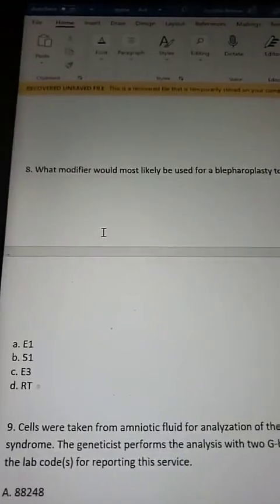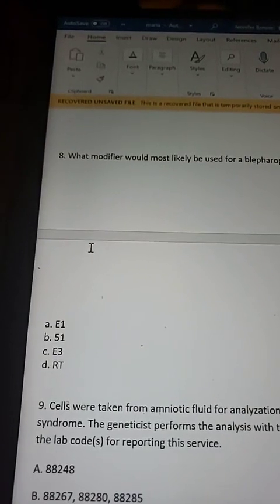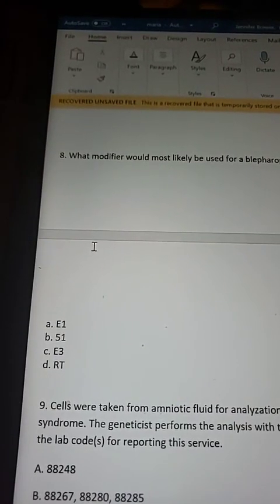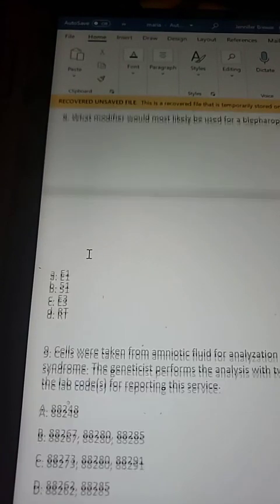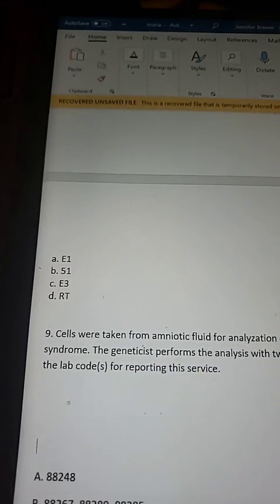Right upper eyelid modifier. That one's not too difficult if you know your modifiers, for sure. This one would be really good to know because it's analyzing amniotic fluid.